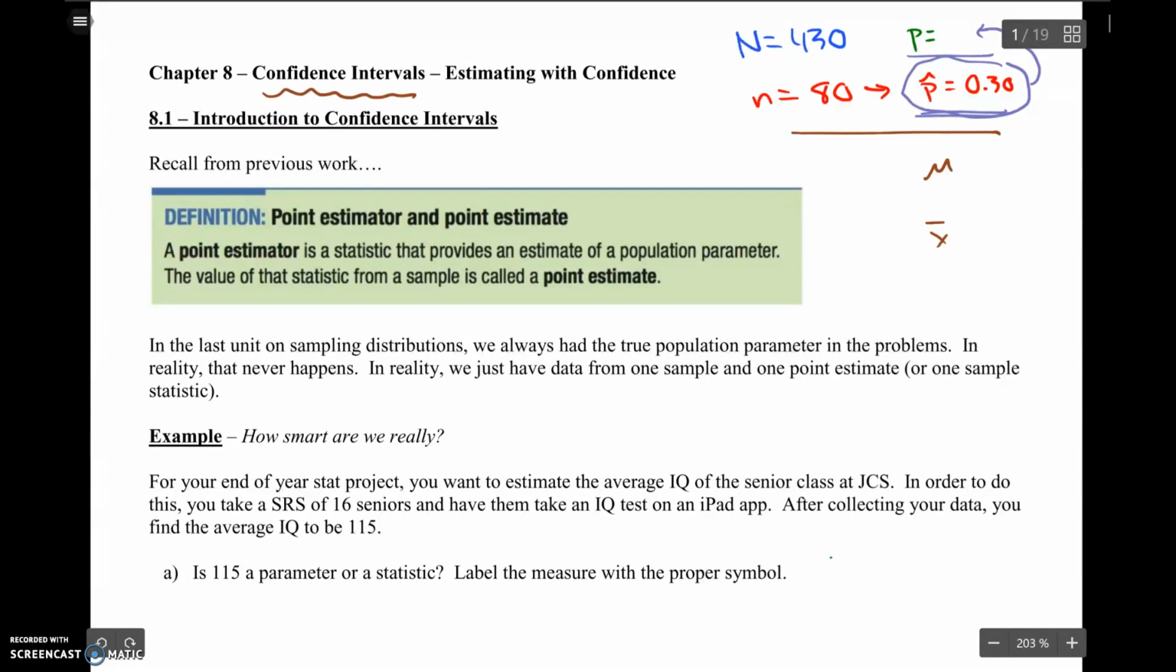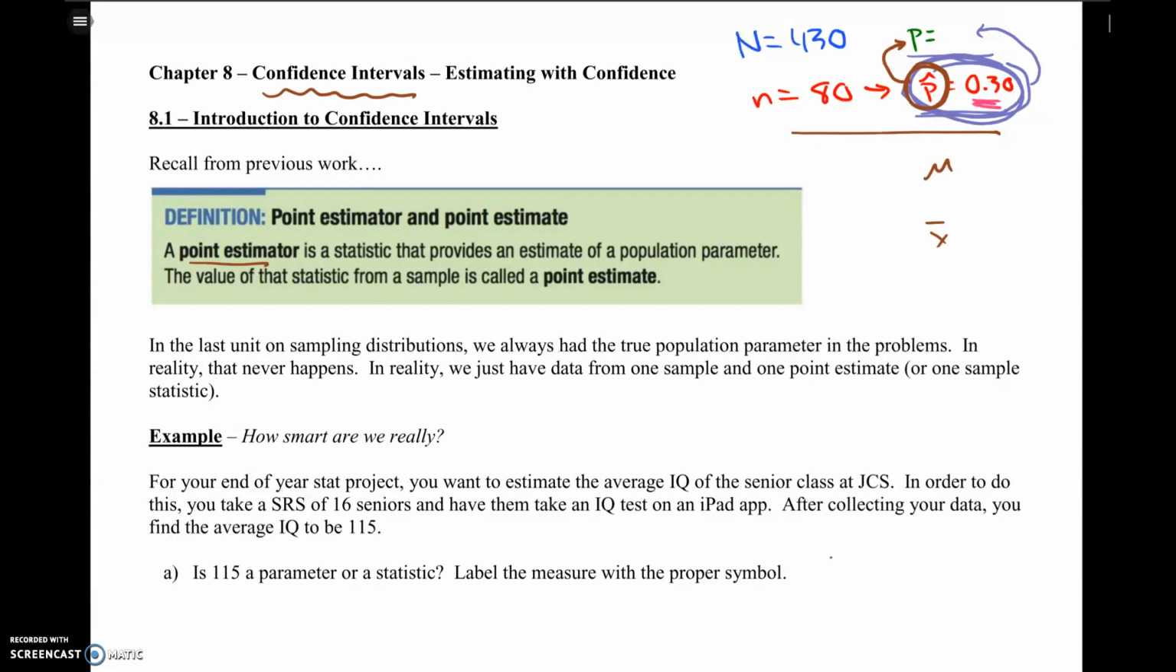All right, so recall from previous coursework that a point estimator is a statistic that provides an estimate for a population parameter. In this case, this was my point estimator. The value of the statistic from a sample is called the point estimate. All right, let's be a little more specific. P hat is the point estimator for P, and this 0.3 was a point estimate.